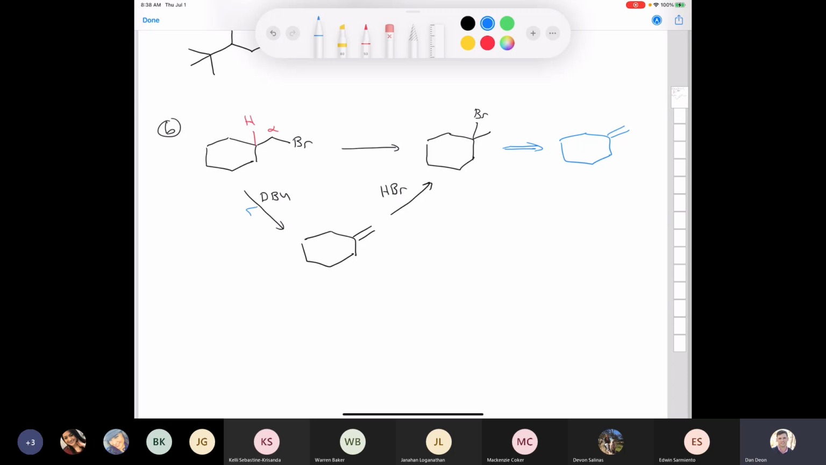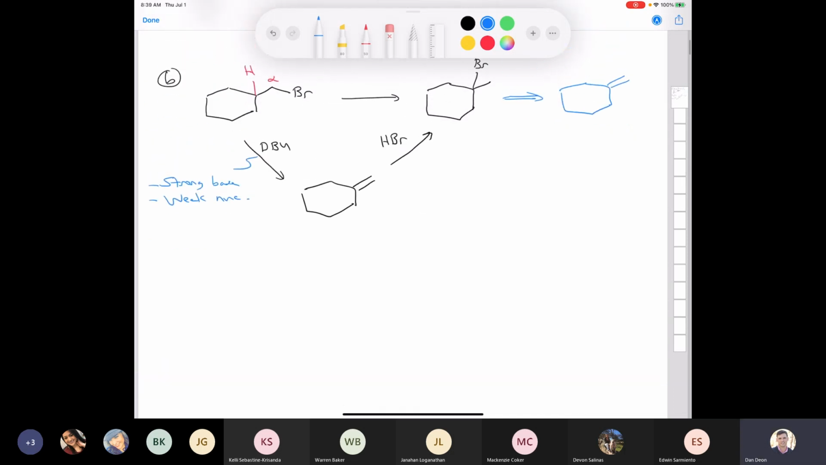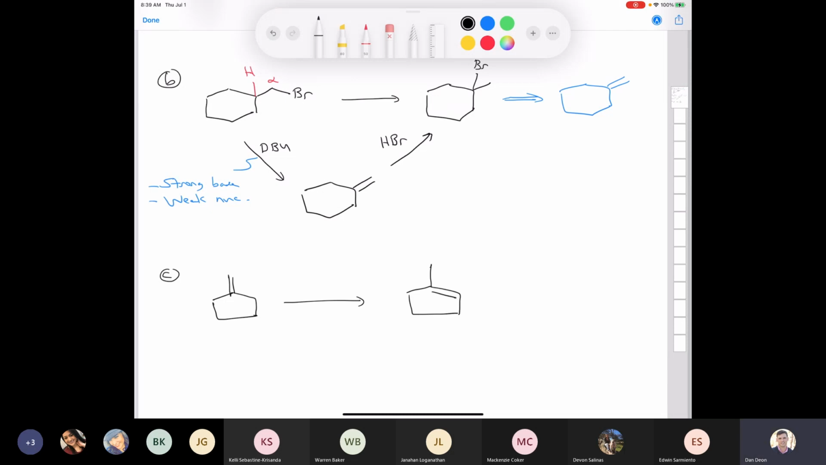So DBU, DBN, remember that these are strong bases, but weak nucleophiles, crappy nucleophiles. All right, let's take a look at C. I think we did a question very similar to C earlier on this semester, but I think it's a good one. So we have this double bond here, and we're taking a Hofmann alkene and we want to convert it into a Zaitsev alkene.